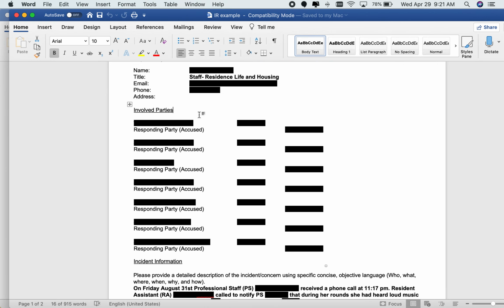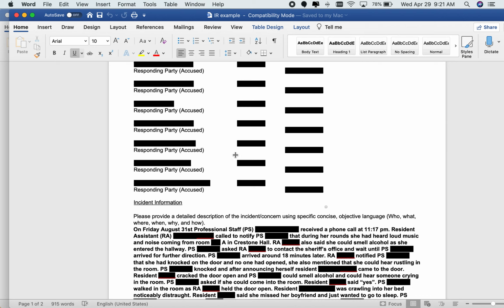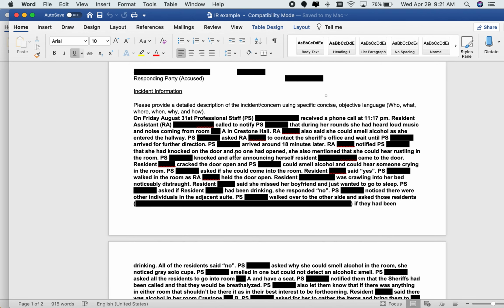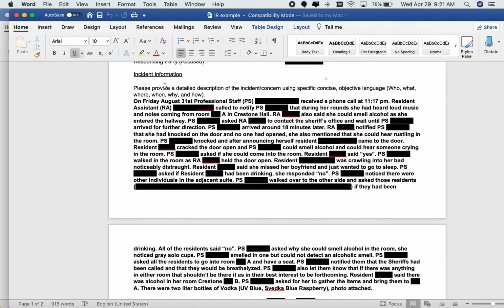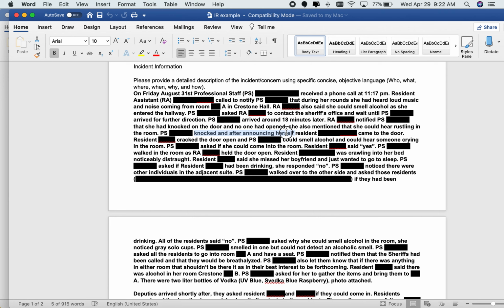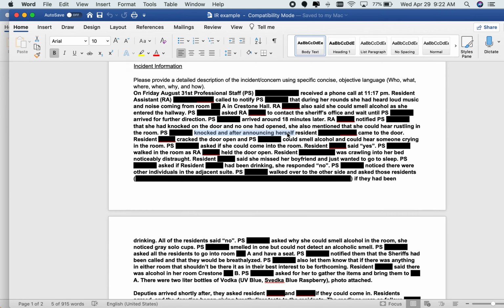These are the names of the students. These are the PIDs of the students. And then this is the incident report. So you can see this person is a pro staff member, and they state on Friday, August 31st, professional staff, their name, received a call at a specific time. Resident assistant called so-and-so during their rounds because they heard loud music, etc. So you can say, I arrived around 18 minutes later. I could hear rustling in the room. I knocked and announced myself. That's important because that's part of our policy.